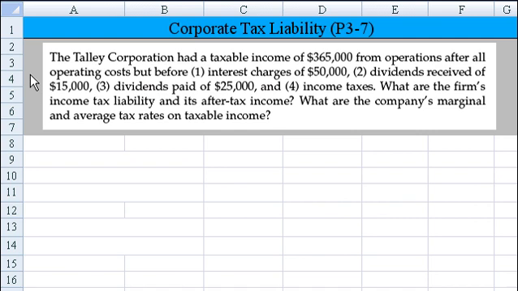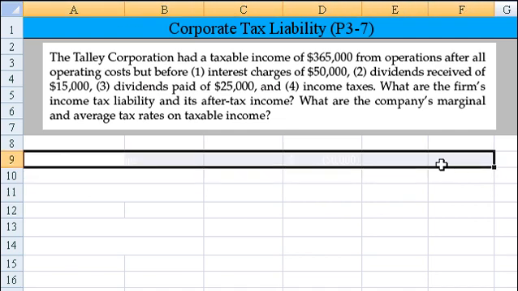And what we need to answer is the following questions. What are the firm's income tax liability and its after-tax income? And what are the company's marginal and average tax rates on taxable income? Well, I've worked some of this ahead of time just to make the illustration go a little bit quicker.